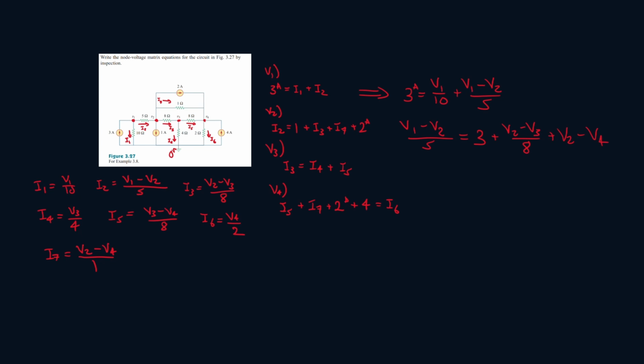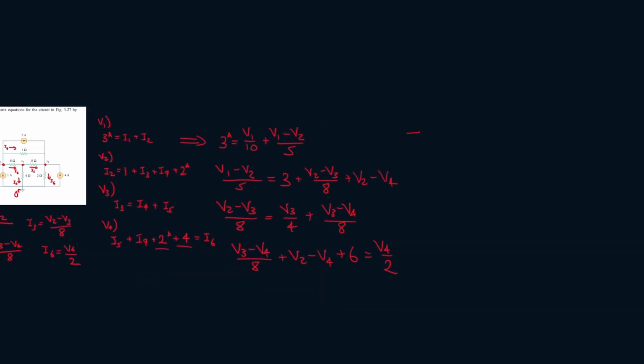So let's do the next one. I3, which is V2 minus V3 over 8, equals I4, which is V3 over 4, plus I5, which is V3 minus V4 over 8. Okay, and now the last one. So I5, that's V3 minus V4 over 8, plus I7, which is V2 minus V4, plus 2 plus 4, so that's just plus 6. And this is all equal to I6, which is V4 over 2. Now let's simplify all of these more.